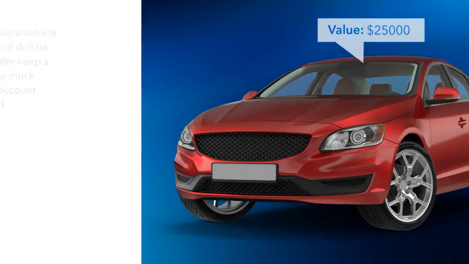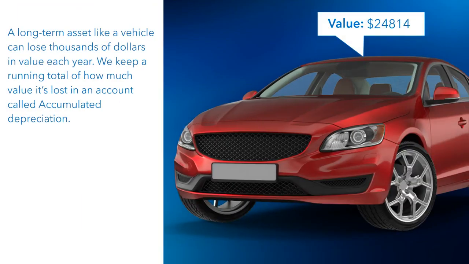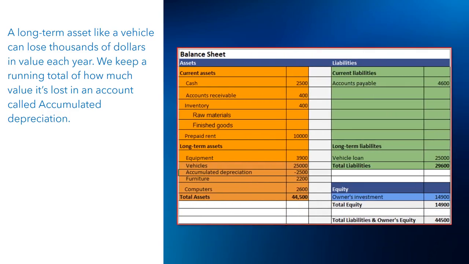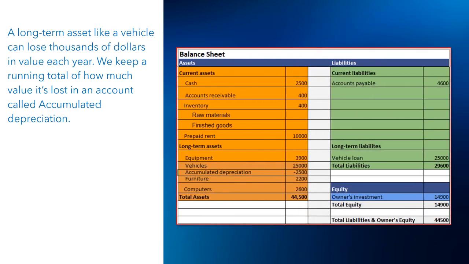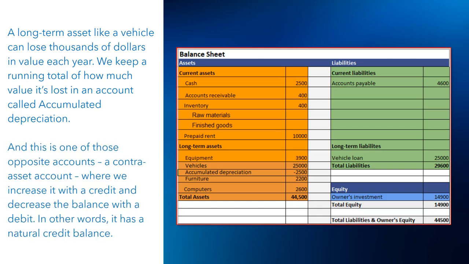Have you ever heard that a new car loses a big percentage of its value the moment you drive it off the lot? I don't know if that's true, but when a long-term asset like a vehicle loses value over time, we call it depreciation. Fun fact, we'll get even deeper into depreciation as a concept in future lessons. For now, you can focus on it as a contra asset account example.